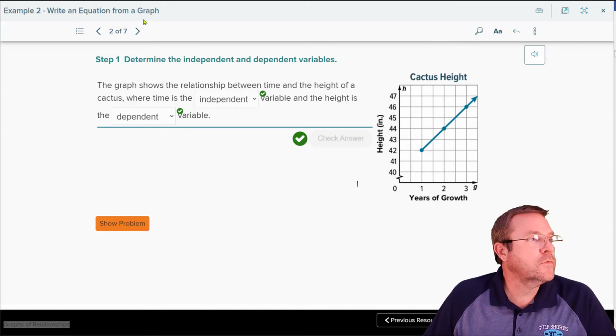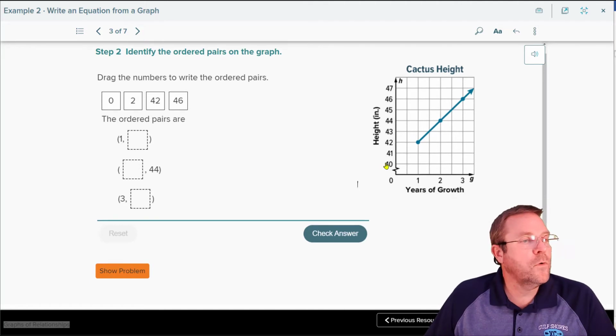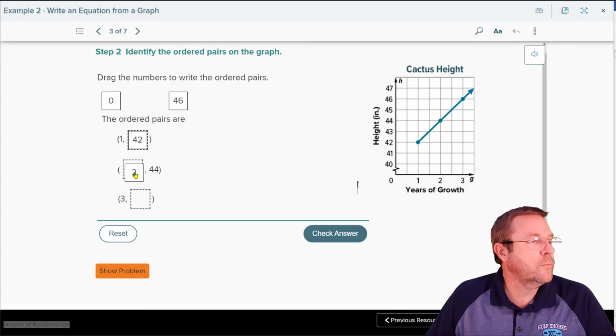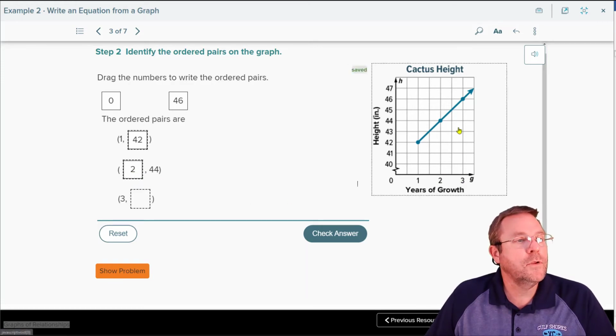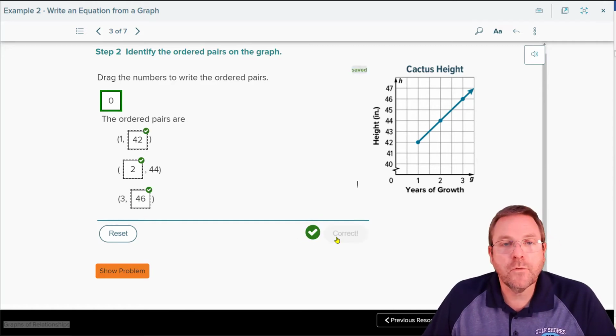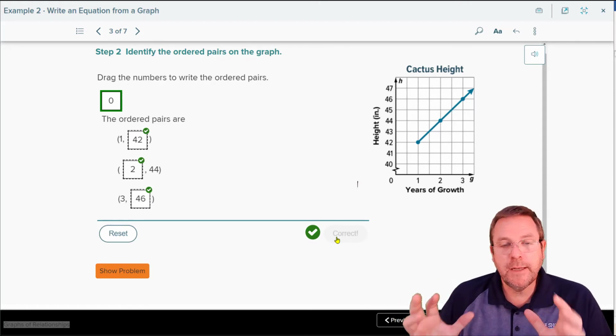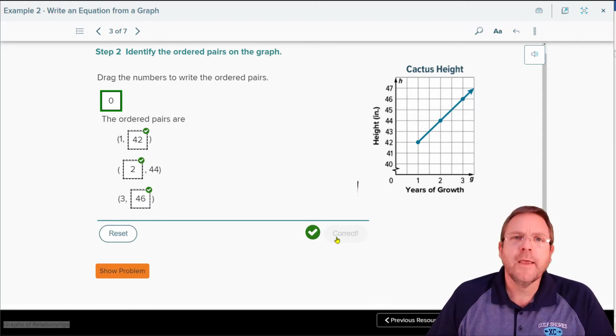Now that we have those established, the next thing we need to do is come up with our ordered pairs. The ordered pair for 1 year of growth was 42 inches. We'll put a 42 right there. And then 44 inches took place at 2 years of growth. We'll put that right there. And then 3 years of growth was 46 inches, so we're going to put that right there. Those are the ordered pairs we're going to use, and that's what we need to find the foundation of solving the rest of the problem, figuring out what mathematical expression will get us to this information.